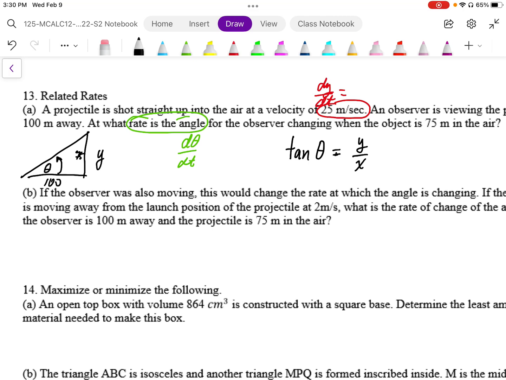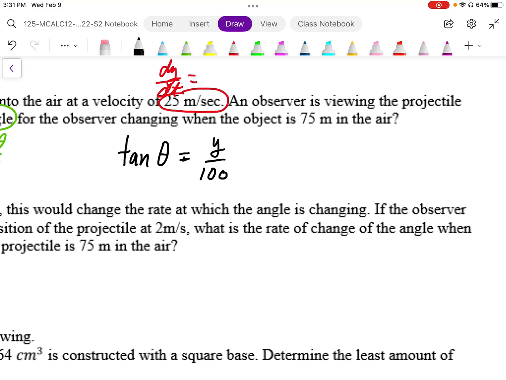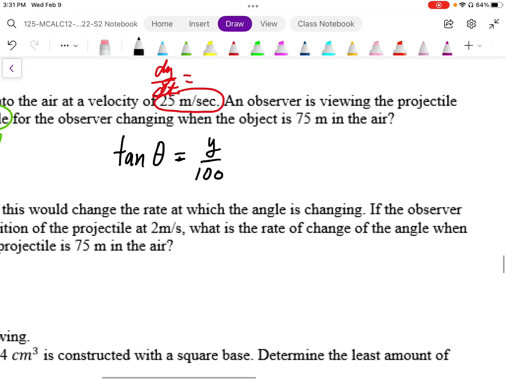Okay. Now, we're going to differentiate this. Now, in this case here, the x, since it's not changing, we don't need to differentiate it. So it's just going to change to 100. So this even more simplifies the expression. I'm going to generate d theta by dt, and I'm going to generate dy by dt in this expression. So I've identified my variables. I've written an expression to connect the variables. I'm going to now differentiate with respect to time.